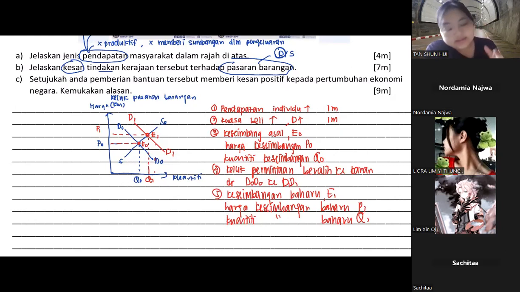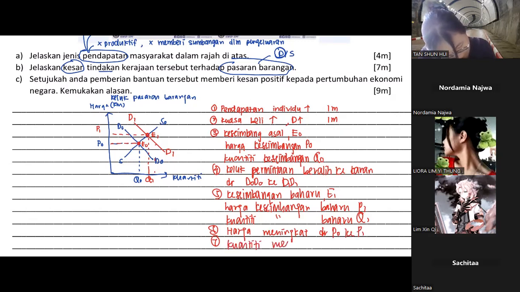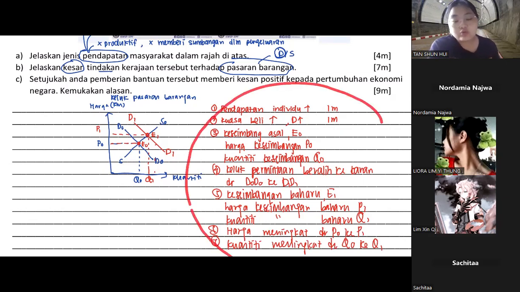Now, here, yeah. If you didn't draw the graph, you got to explain like this. And then 6, 7, harga meningkat. Quantity meningkat. This is your Form 4 chapter 2.1. Keseimbangan pasaran.